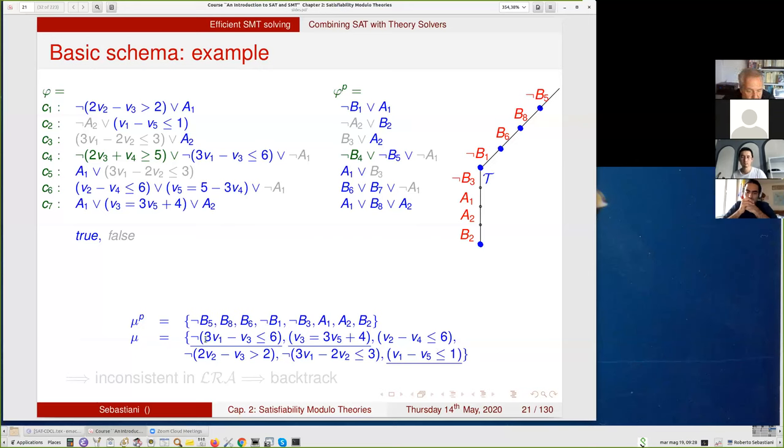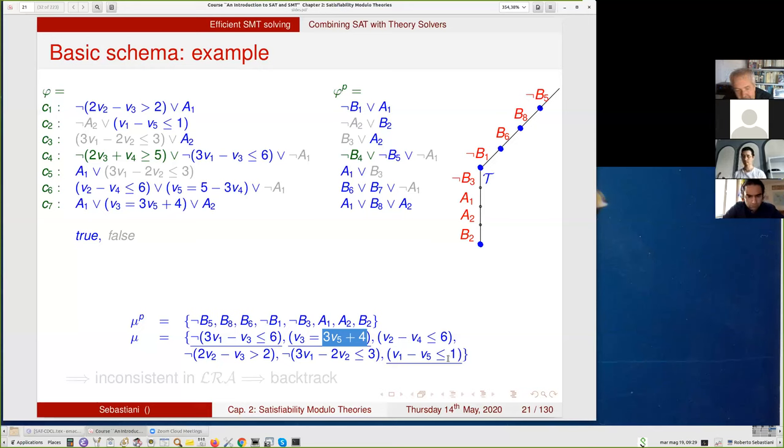In fact, if you see these three atoms that I have listed here, they are inconsistent. Why? You can substitute V3 here. So this says that 3V1 minus V3 is strictly greater than 6. This allows you to rewrite V3 with 3V5 plus 4. So this means that 3V1 minus 3V5 minus 4 is strictly greater than 6, so 3V1 minus 3V5 is strictly greater than 10. And this says that this is smaller than 1.